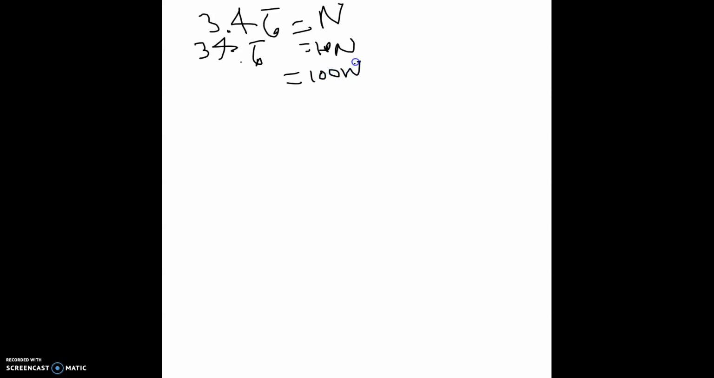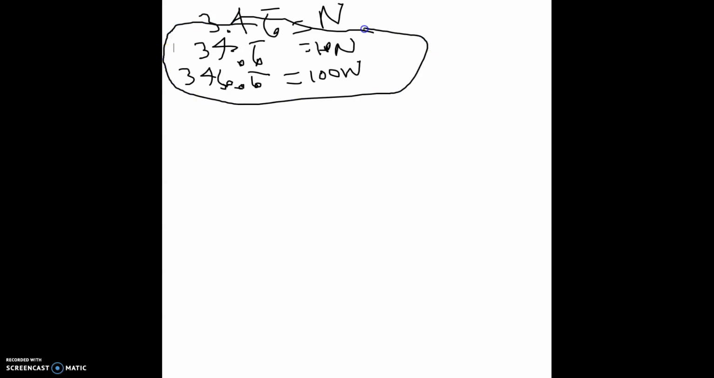Our goal is to get the repeating decimal part to line up. So if I multiply by 100, this would be what? 346. And then just the 6 repeats. And so your goal is to get the repeating part to subtract. And so if you notice right here, these two will do that.